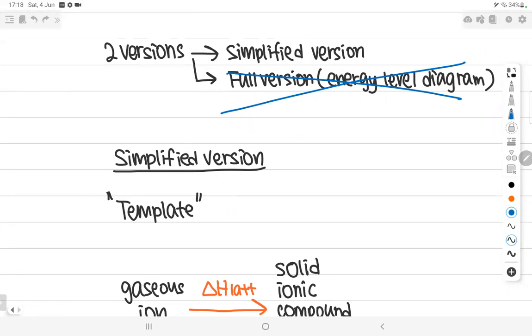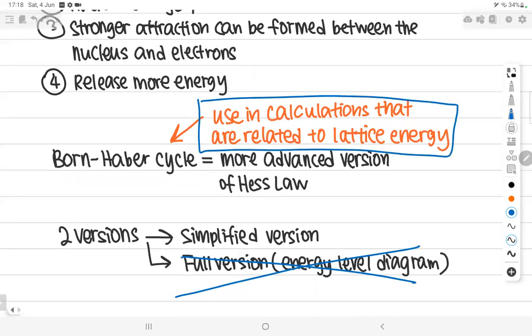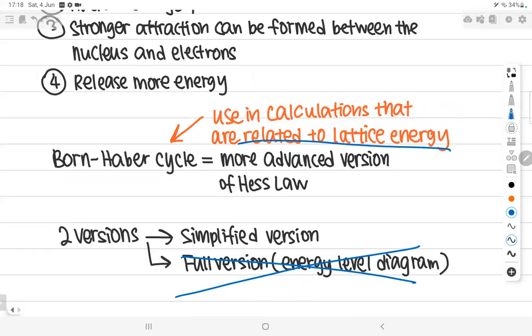Okay, first and foremost, I use the Born-Haber cycle if and only if the question asks me to do a calculation related to lattice energy. What do we mean by related to lattice energy? They might ask you to find the lattice energy, or they might give you the lattice energy and ask you to find the missing information. That's it. So two things.